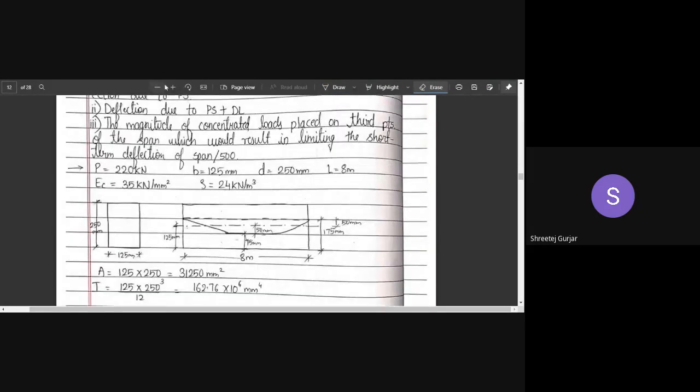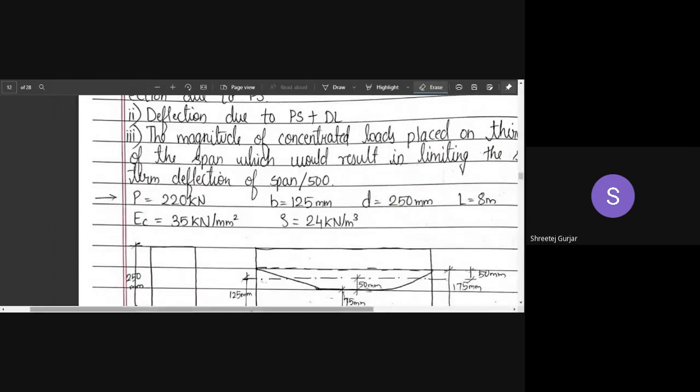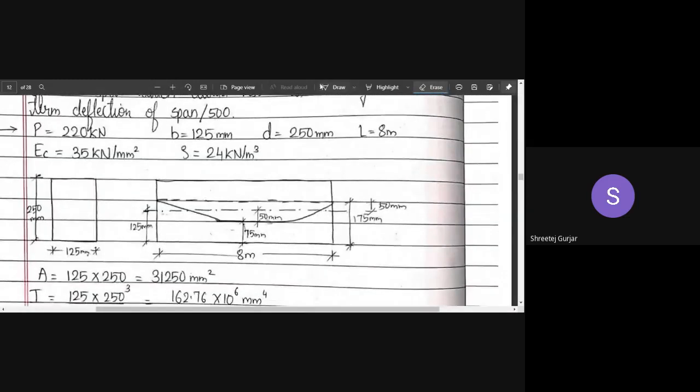Okay, so that is what we have drawn over here. You can see the same thing. This is the cross section. This is the longitudinal section. So this is not straight, this is a parabola. This is the profile of your cable. So it is straight for the middle third portion, and then it is curved upward in the form of a parabola towards the end.